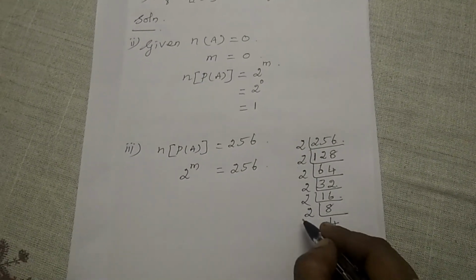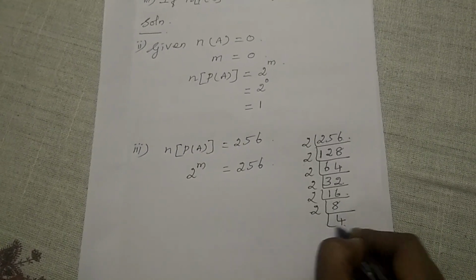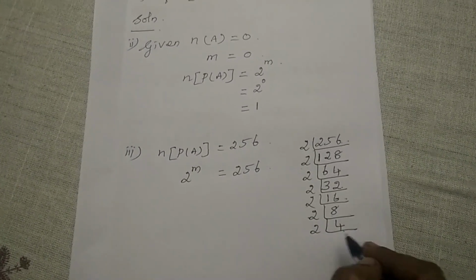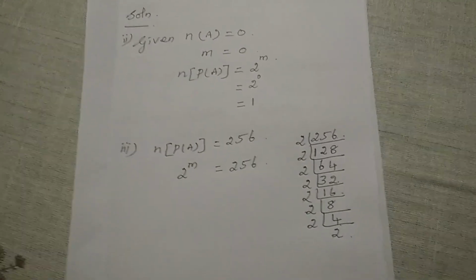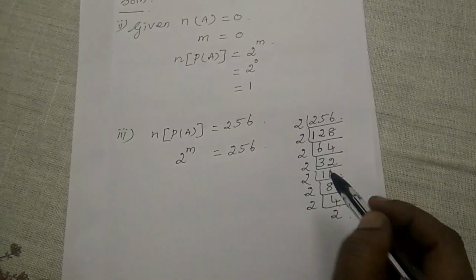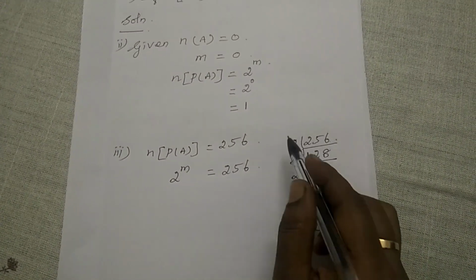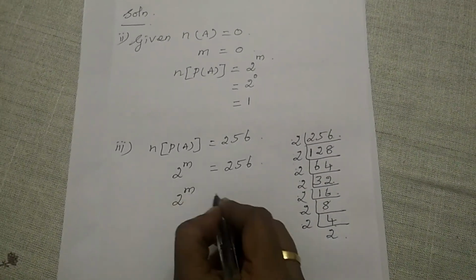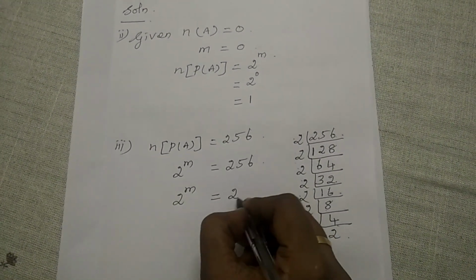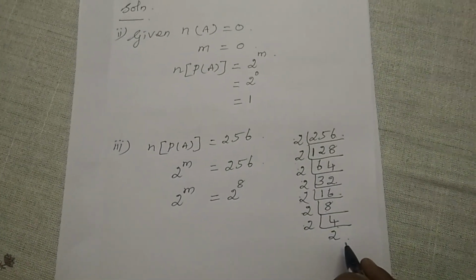Then again the second table. Then 4 2's are 2 into 4, what is it? 8, isn't it? Then how many 2's are in 4? 2 2's are 4. Are we clear? Then how many 2's did we get? 1, 2, 3, 4, 5, 6, 7, 8, isn't it? Therefore, 2 power n is equal to 2 power 8. 8 times we got. Okay.